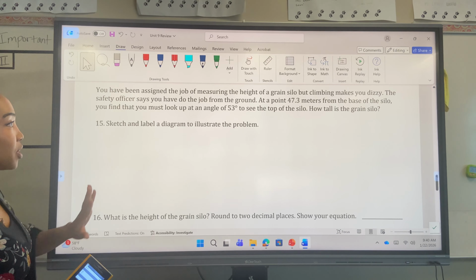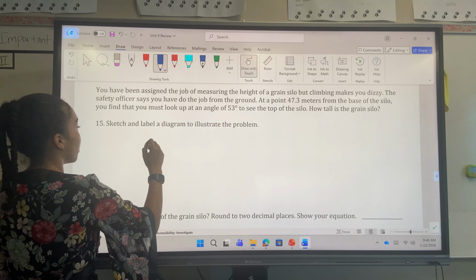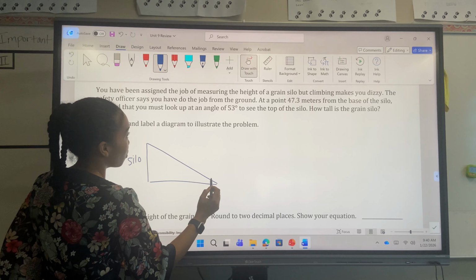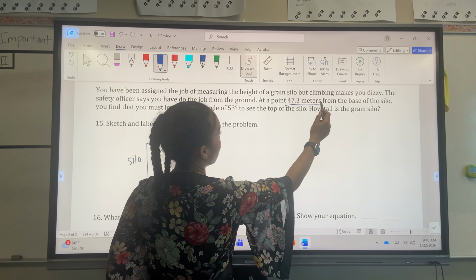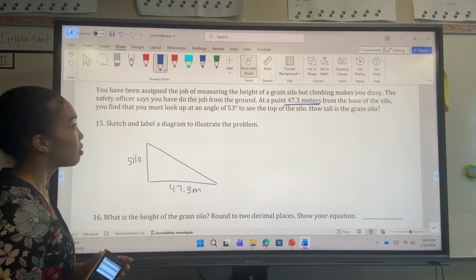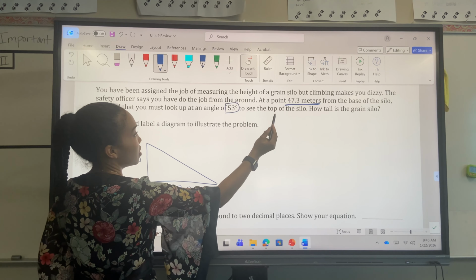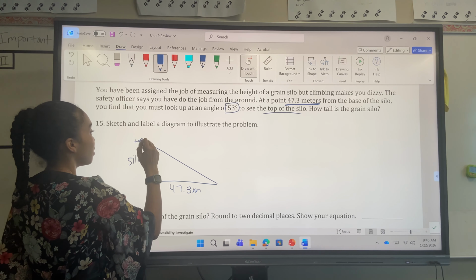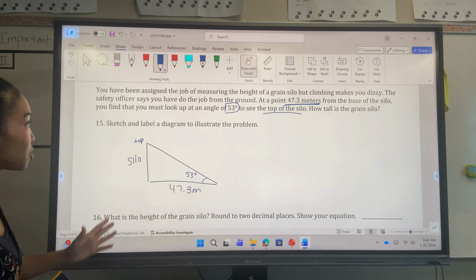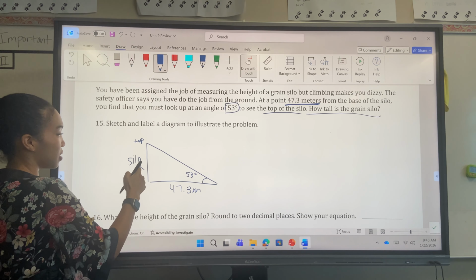Okay, so I'll let you look at the problem. So here is your little tower here, and you are on the ground. You're 47.3 meters away, and you have to look up at an angle of 53 degrees to look at the top. So here's the top right here, and this is the angle you're looking up, so this is 53 degrees. All right, so this is the diagram, and it wants to know how tall the silo is. So how tall is it? I want to know this side.